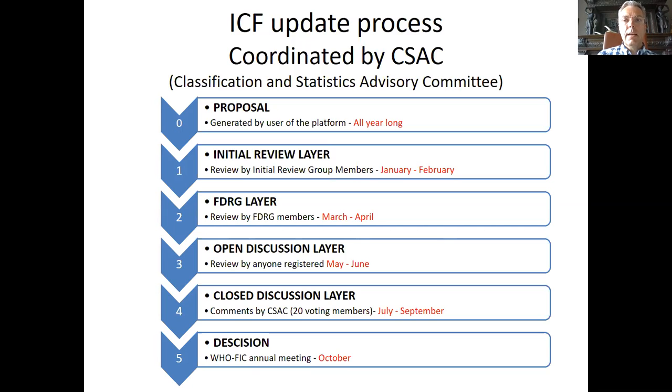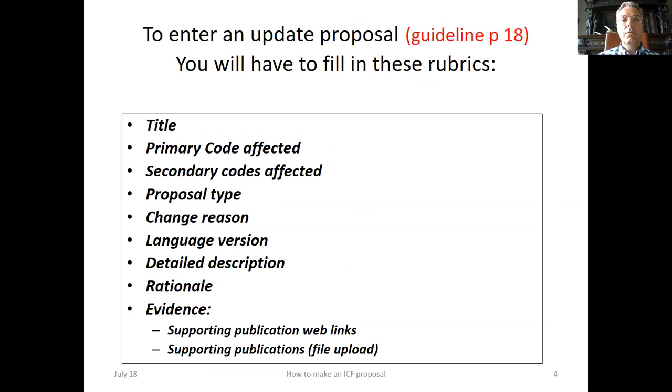So this tutorial is about how to make a proposal, which is step 0 here, or to comment on it, which is step 3. In order to make a proposal, these are the things that you need to have prepared. You can have a look at the ICF Users Guideline. On page 18, you'll see what is needed.